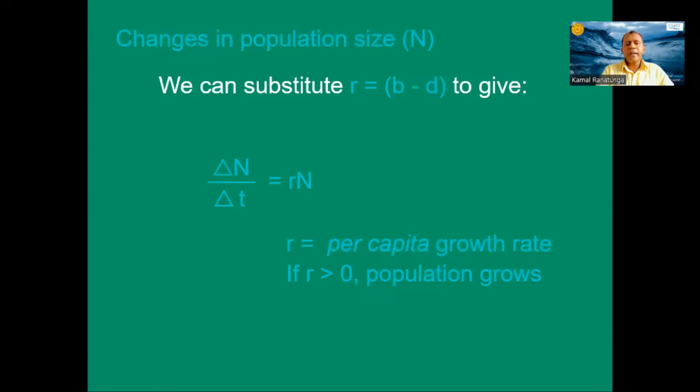Now, it's very clear that the change in the population with time, or we call it the population growth, is determined by R and N. Since the R is a constant, the population growth is determined by the capital N, that is the population size. So that's where you get the exponential growth, right? So that's how you got the population size.